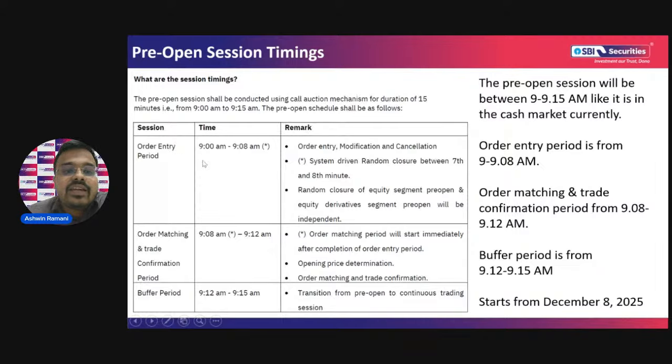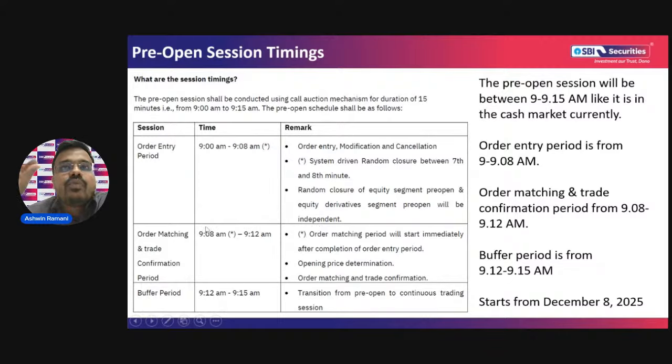That is from 9 o'clock to 9:07, because there will be a random closure by the system between the 7th and the 8th minute. So if you want to place a limit order for a particular price, you have to place that between 9 o'clock and 9:07. You get the first 7 minutes to place the order. Random closure of equity segment pre-open and equity derivatives pre-open will be independent.